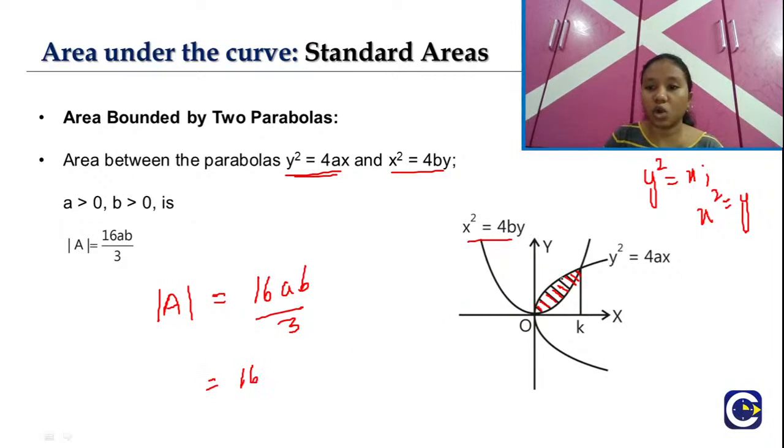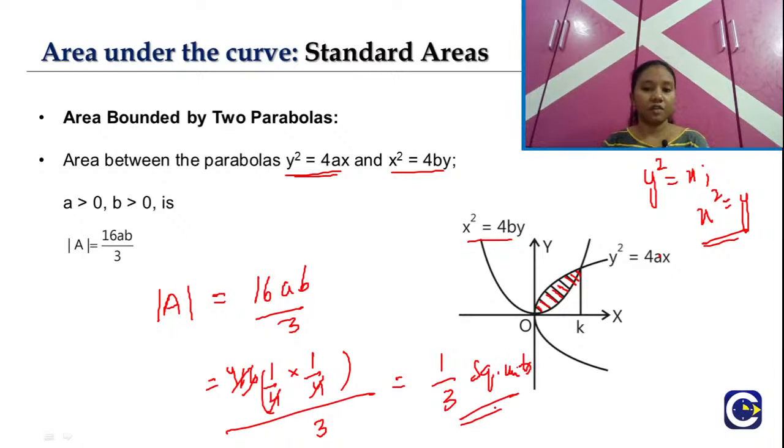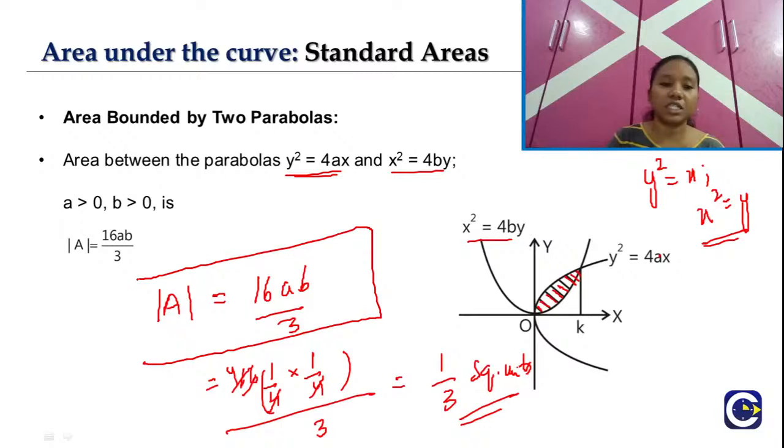So what is the a value here? a will be 1 by 4, and b also 1 by 4, in our previous question, x square equal to y. So 16 into 1 by 4 into 1 by 4, divided by 3. 4 cancels, 4 cancels, so it will be 1 by 3 square unit. If you remember, we just solved the first question, and the area came out to be 1 by 3 square units. Yes or no? So we can use this formula.